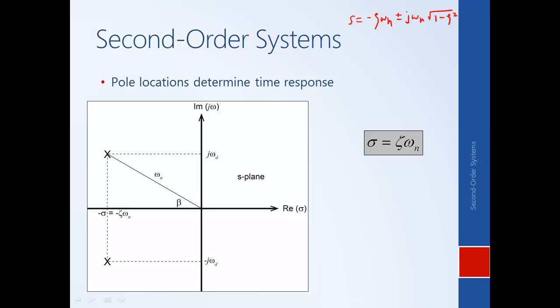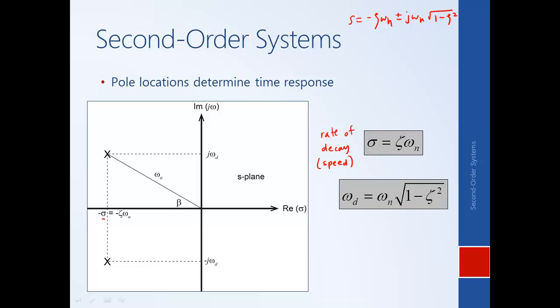In this case, the real part is equal to zeta times omega n. It's also called sigma. And so this tells us the rate of decay, presuming it's negative. So it gives us a sense of the speed of response of the system.